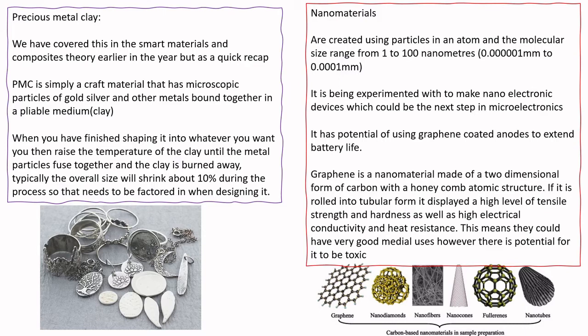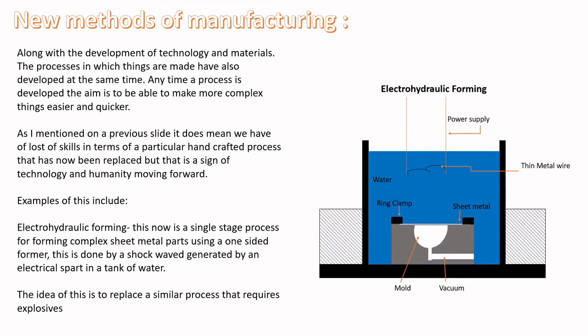So it is possible to roll it into tubular shapes to get very high tensile strength. You can get graphene squash and tennis rackets and those sorts of things. They do have very good tensile strength, hardness. They're also very good at conducting electricity and heat resistance. So it does have good potential for things like medical uses. However, because it's relatively modern, there's still the idea that it might potentially be toxic and those sorts of things. So there's things that need to factor into place to check because it's so new.